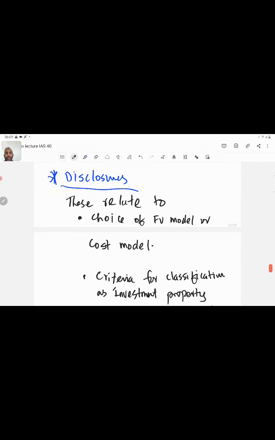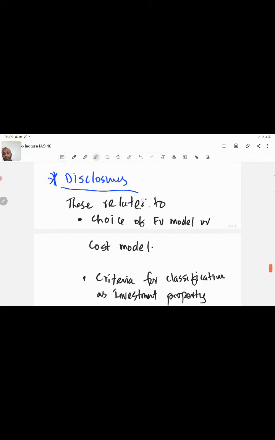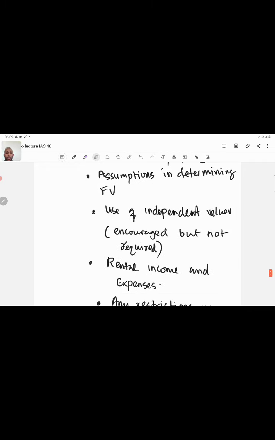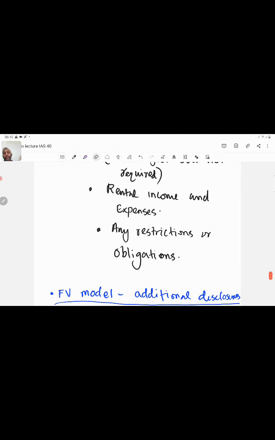Disclosures related to choice of fair value model or cost model, criteria for classification as investment property, assumptions in determining fair value, the use of independent valuer, whether you are hiring an independent valuer to come and value the investment properties. Encouraged to have an independent valuer, but according to the standard it is not compulsory. Rental income and expenses we need to disclose. Any restrictions or obligations, we have to disclose that as well.